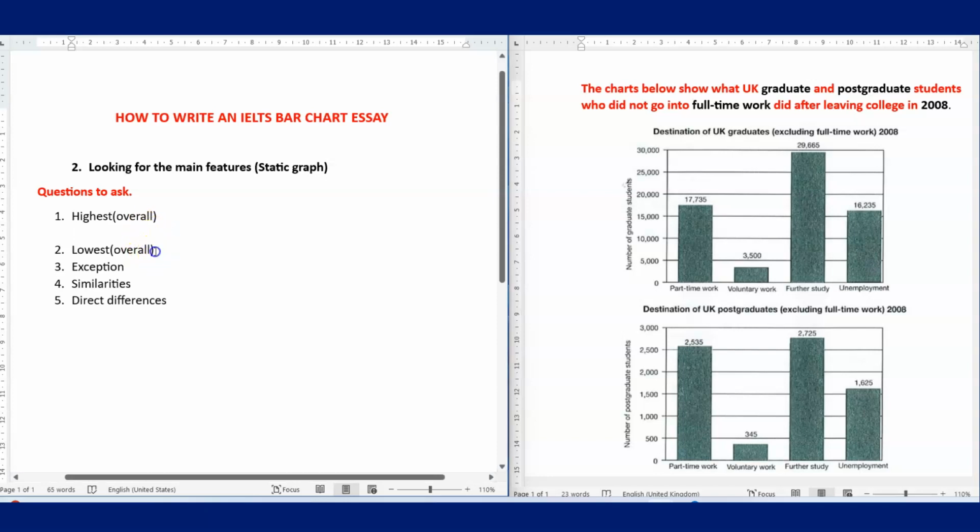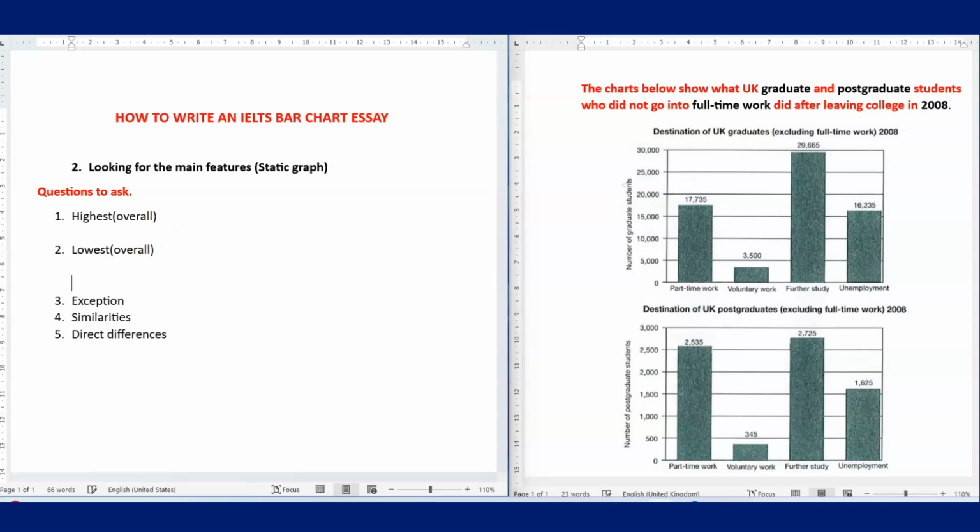Now the lowest, or which one recorded the least number of people. We can see that the least number of people were those who actually took on voluntary work, especially the postgraduate students, who were just 345. Okay, so just 345 students, but here we can say 3,500. So in both we can see that they did not actually enjoy taking on voluntary work. Both students, either the graduate or postgraduate, did not like to take voluntary work. So it's one major thing that we can also record.